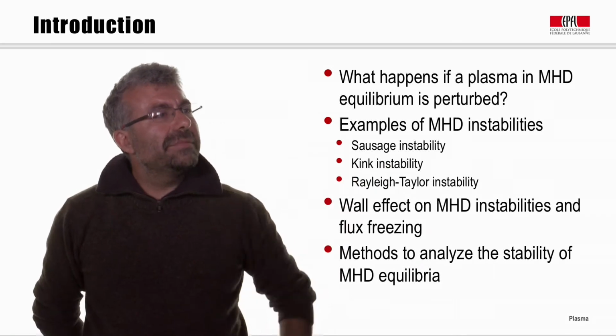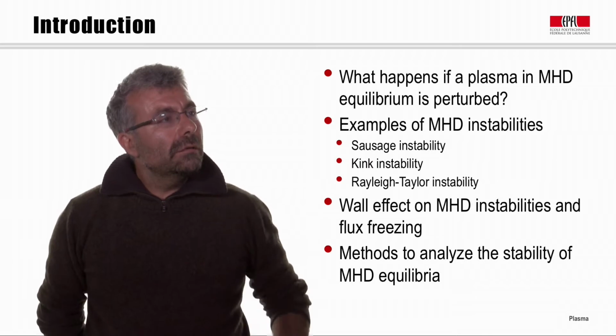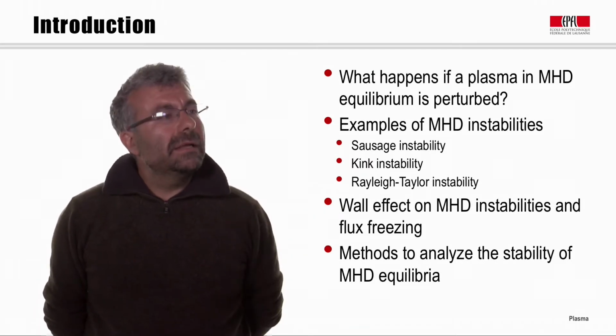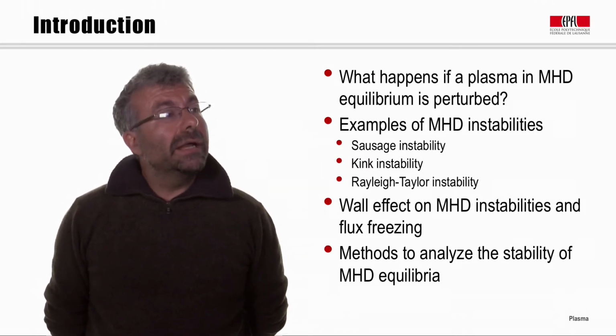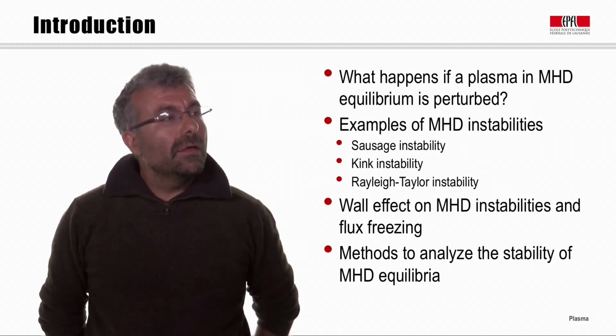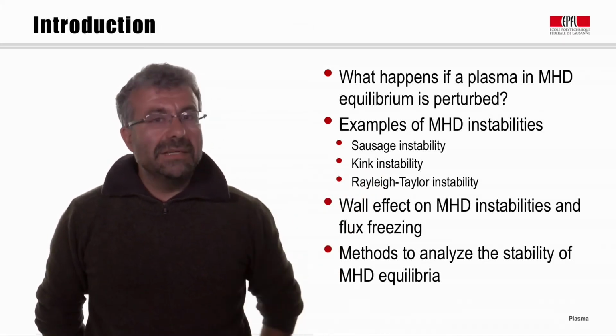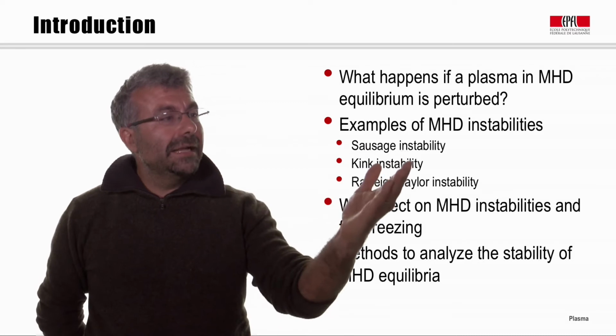What happens if a plasma in MHD equilibrium is perturbed? We want to answer this question, and we will do this by working through some examples of MHD instability. We will be looking at the sausage instability, at the kink instability, and then at the Rayleigh-Taylor instability.